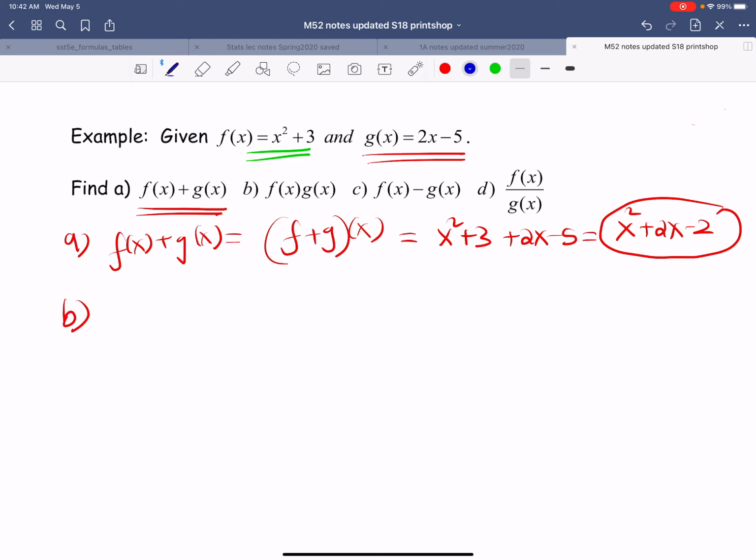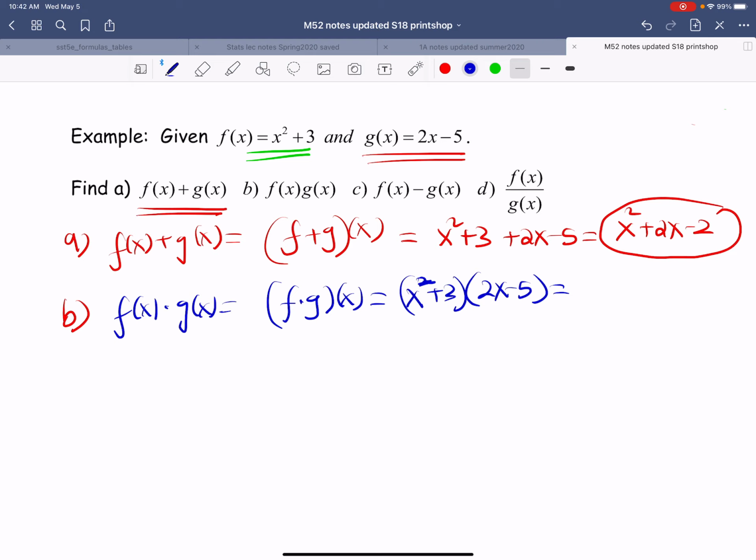For part B, we are looking for the multiplication function, f of x times g of x. We can write it as a product function, f times g of x, which is x squared plus 3 times 2x minus 5. Let's go ahead and FOIL these. So x squared times 2x is 2x to the third, minus 5x squared, plus 6x, minus 15. There are no like terms to combine, so this is my product function, 2x to the third minus 5x squared plus 6x minus 15.